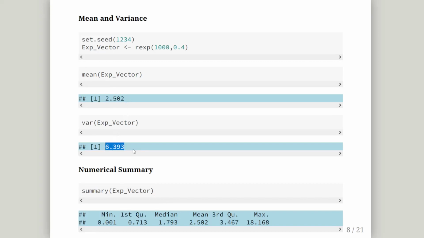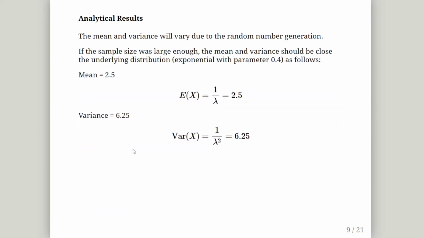The variance, 6.39, is close enough when you consider that the variance is the square, if you get me, denominated in the square units of the underlying variable. So the larger fluctuations of the variance are not so worrying.